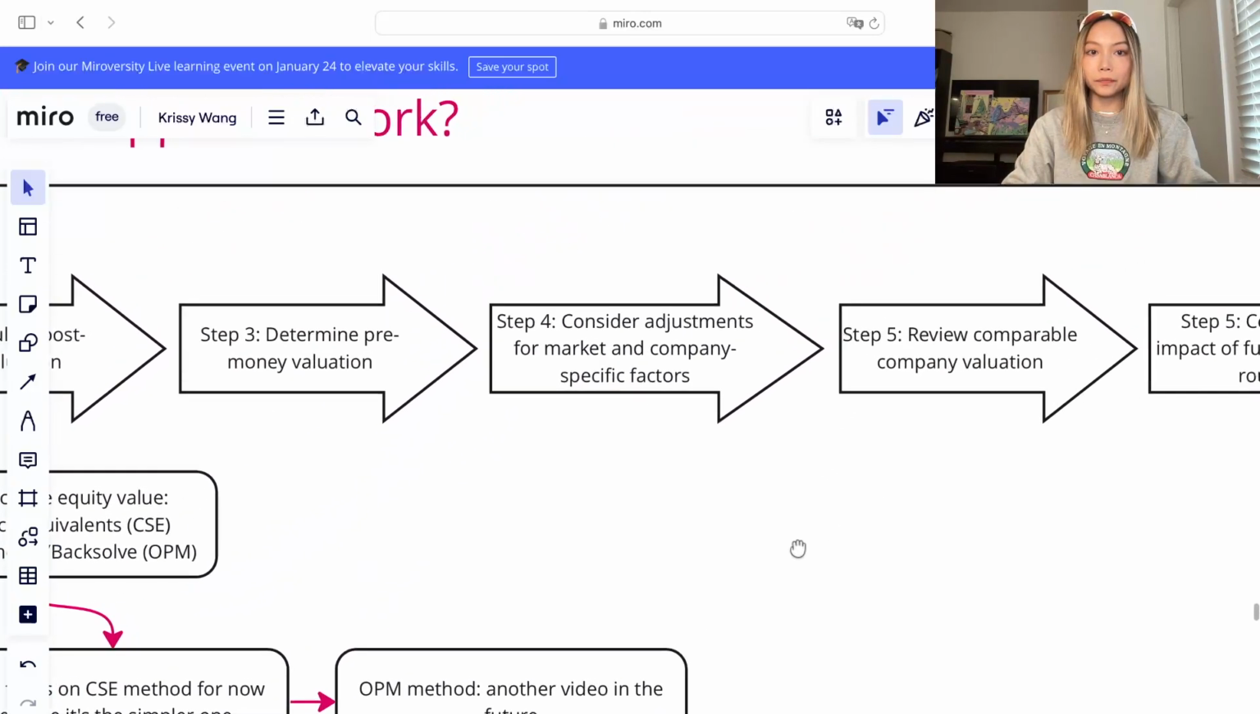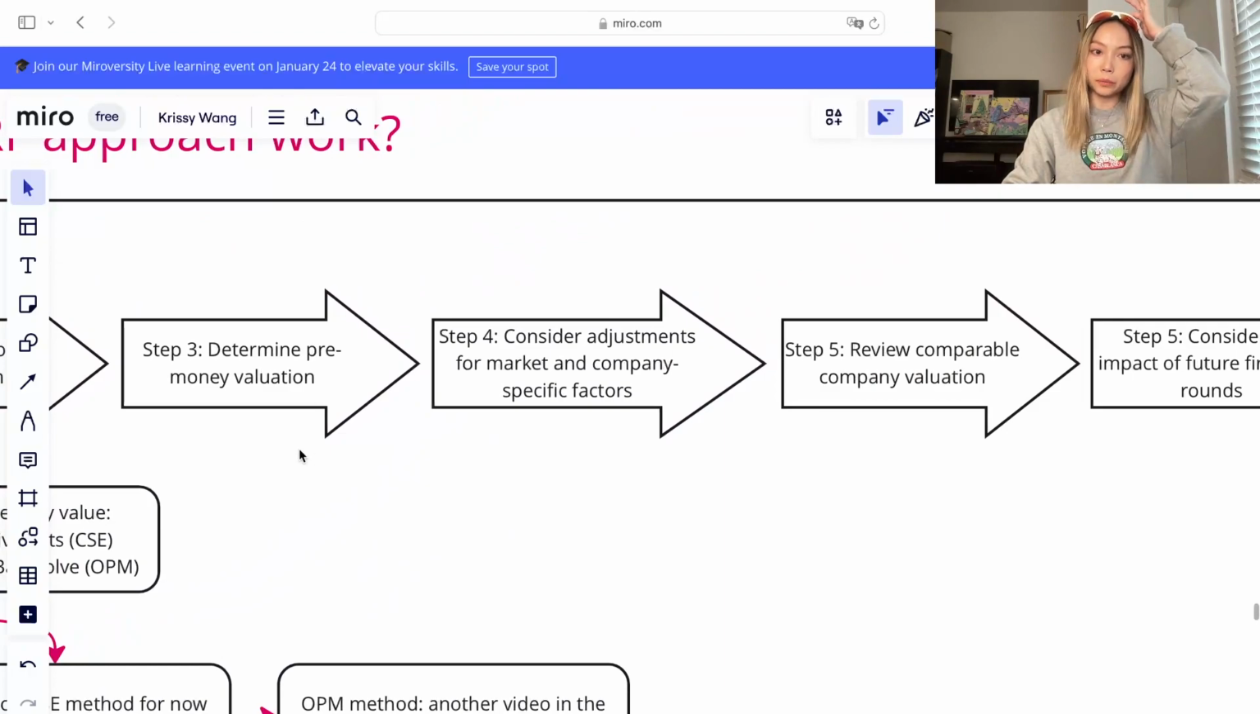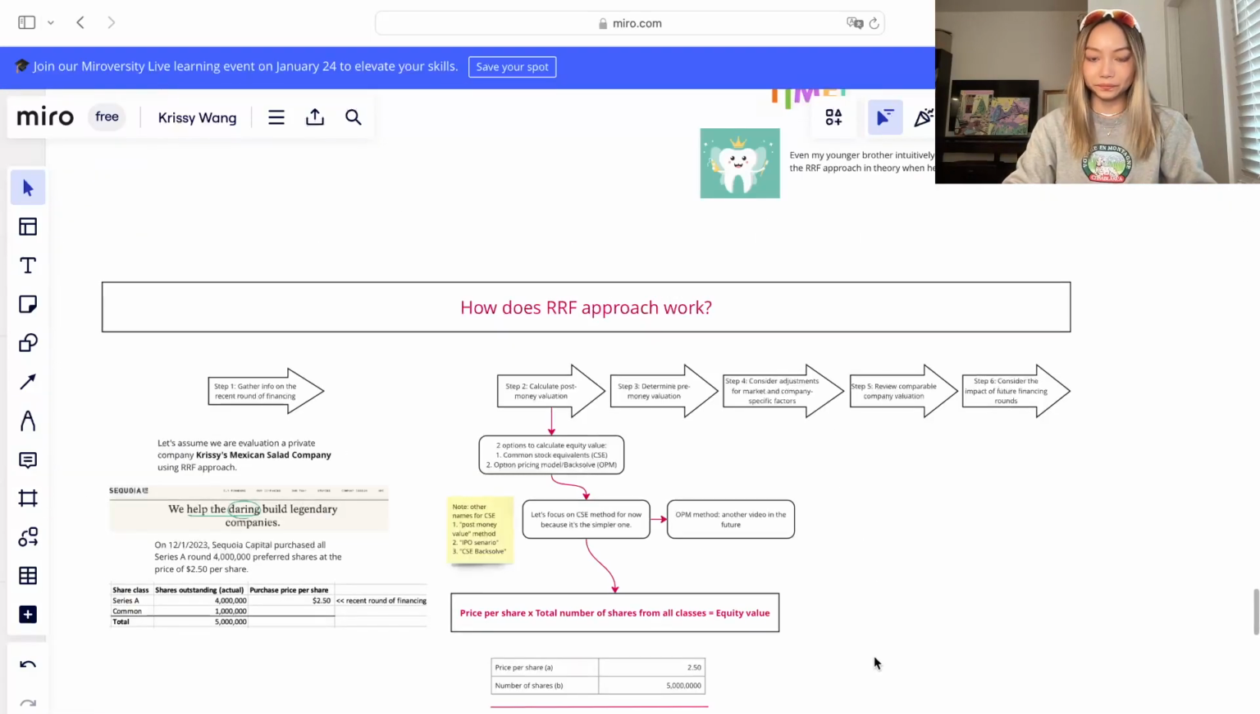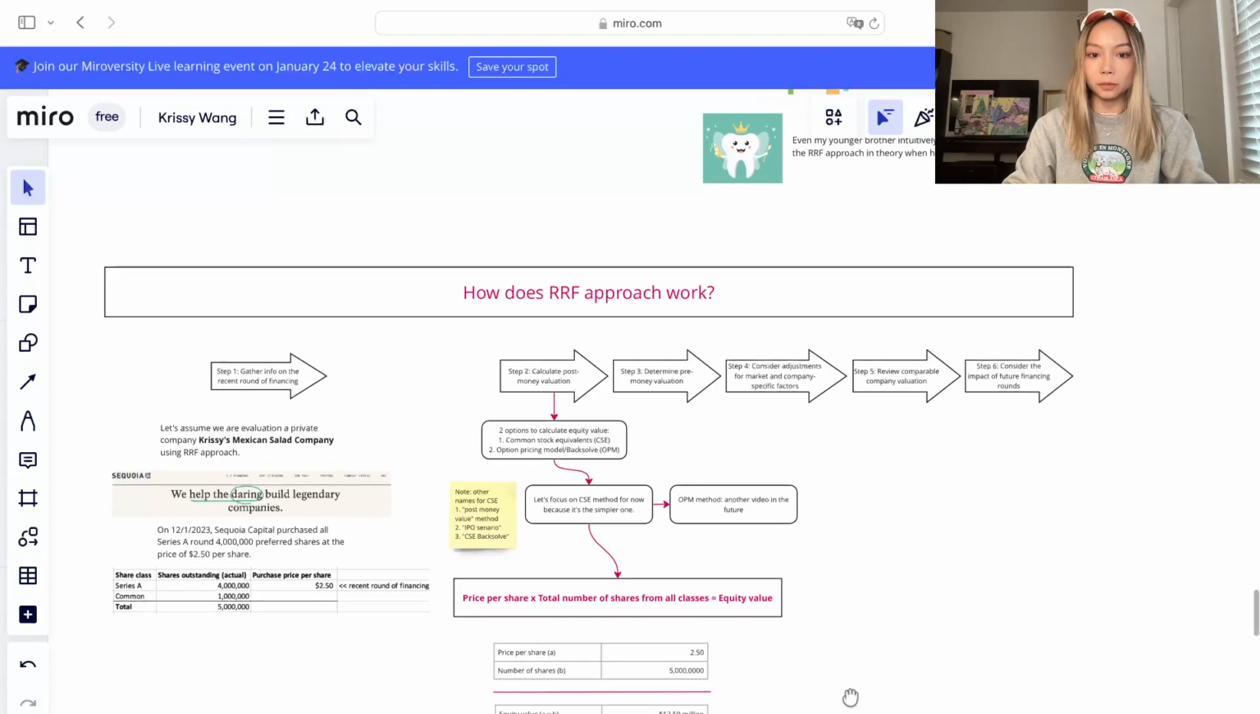To go further, valuation analysts usually determine the pre-money value as well, and it's just a simple subtraction from a math perspective. And then these next couple of steps require a little bit more professional, actually a lot more professional judgment. You need to consider adjustments for market or company specific factors. You need to review comparable company valuation as kind of a sanity check for using your RF approach. Then you need to consider the impact that future financing rounds can have on this company. That I will touch on in just a little bit.